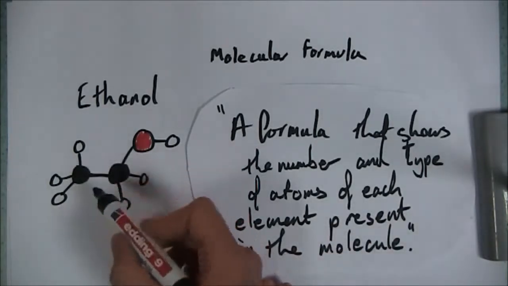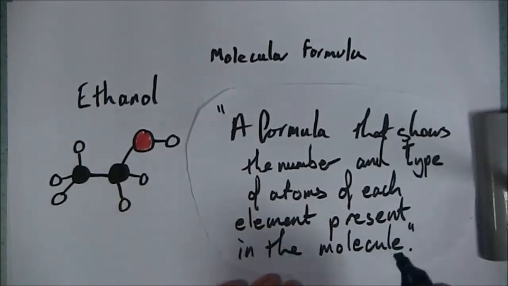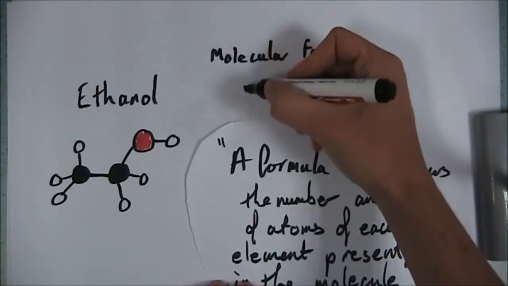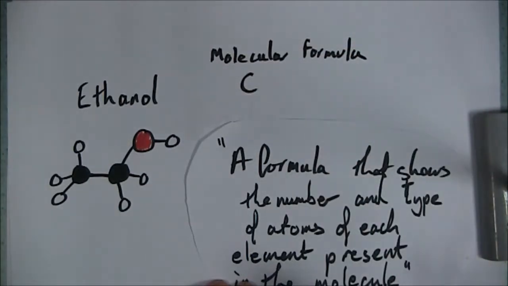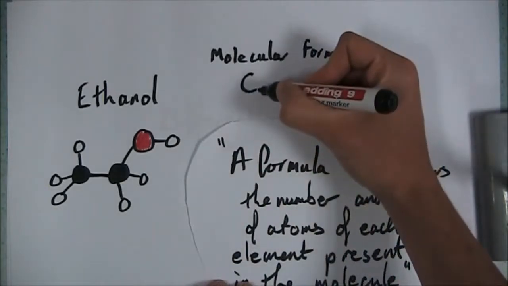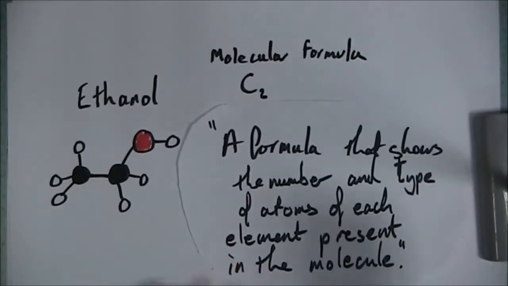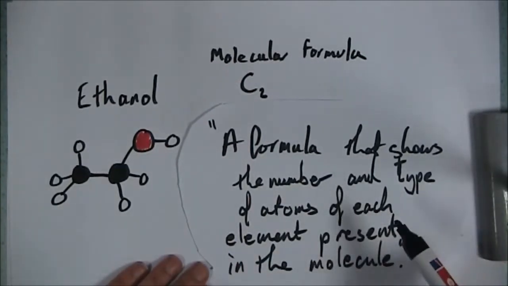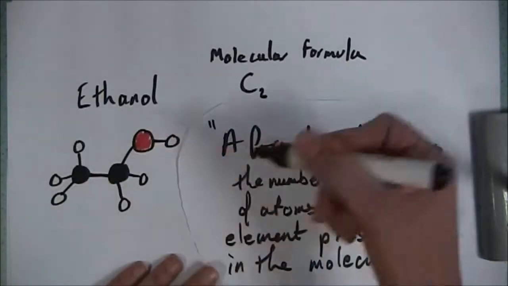And how we're going to do that here is we're going to go, right, okay, well, if we look at this molecule, we have two black carbon atoms, and we're going to start with C, because it's organic chemistry, carbon comes first. And we have two of them. So subscript, as you did at GCSE, we're going to put a C2. Now, we also need to show our hydrogens. We have 6 of them.